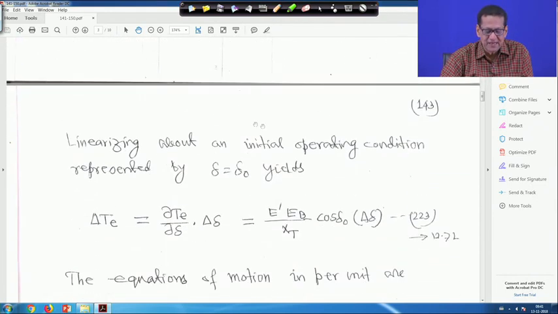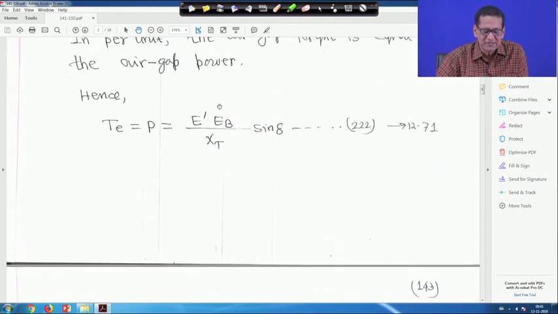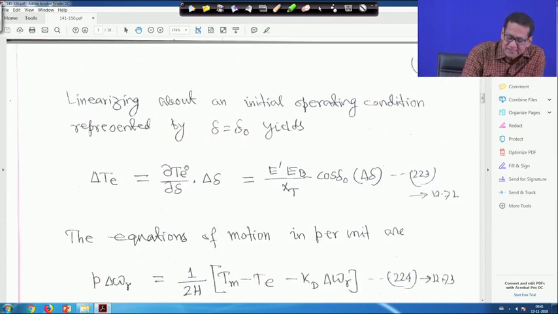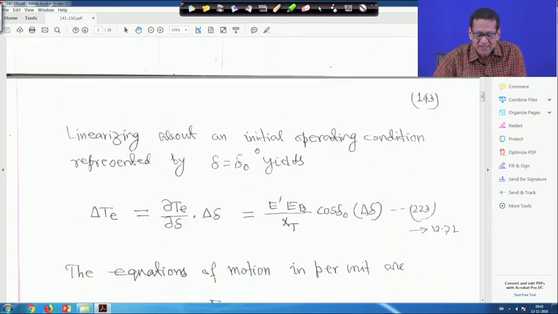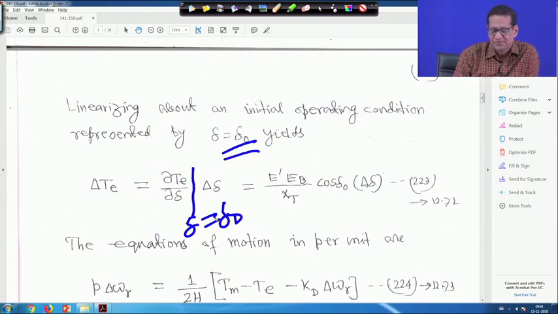So, if you linearize about an initial operating condition represented by delta is equal to delta 0, suppose this is my T equation, because in per unit it is E' E_b upon X_T sin delta. Now, if you take delta T, you can write delta T_e upon delta delta into delta delta. It is at an initial operating point, delta is equal to delta 0.